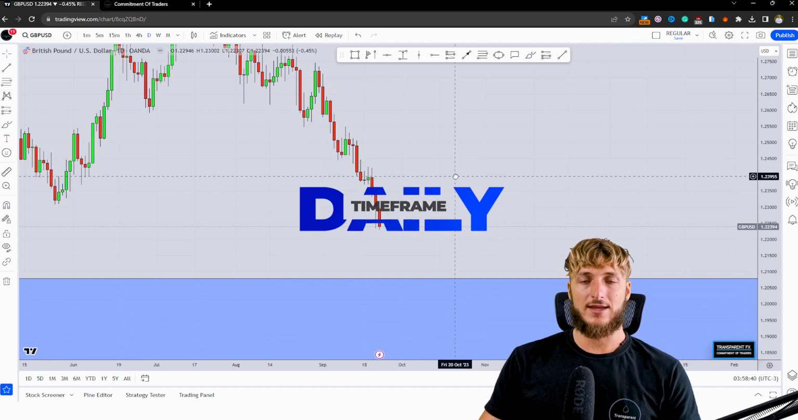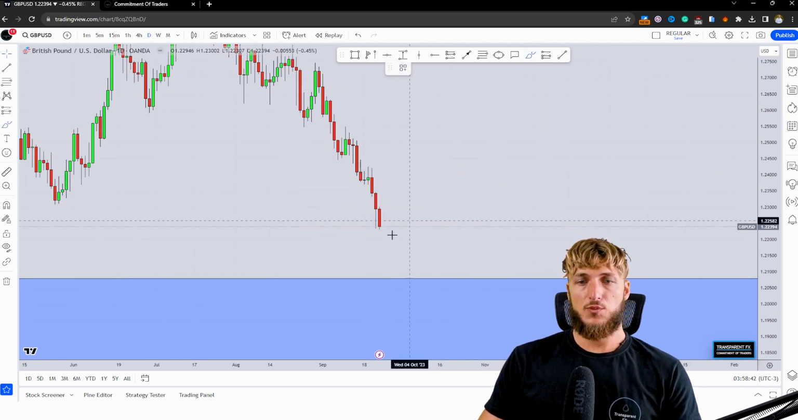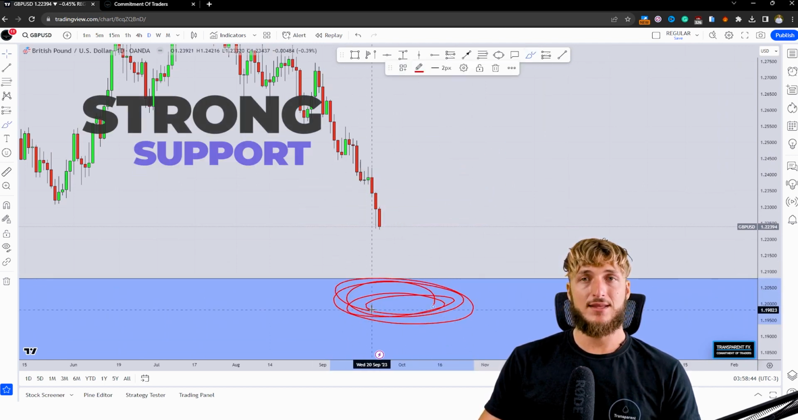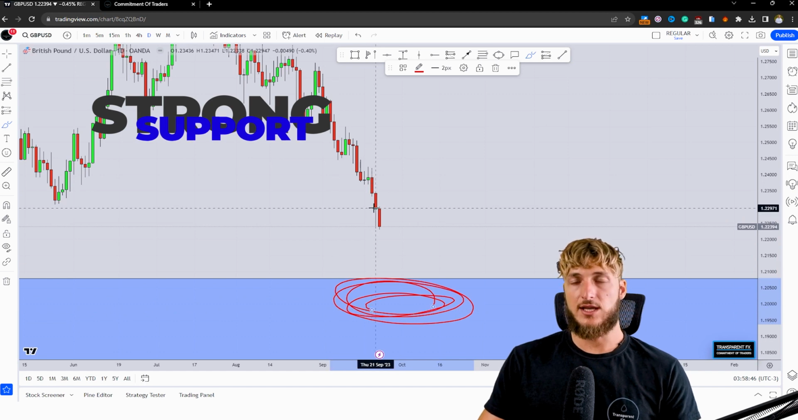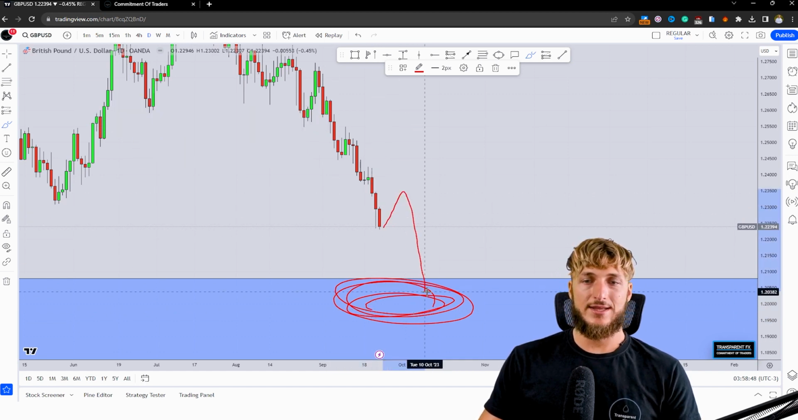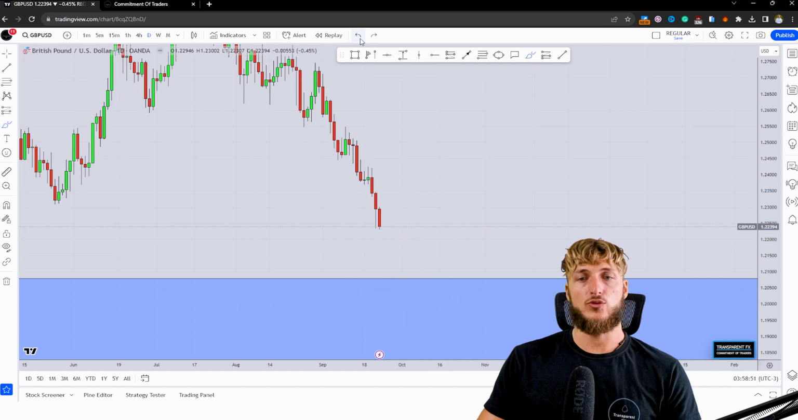And if we move back here to the technical side of the market, we can notice that this blue area, this is the monthly support that we have identified at the beginning of the video, which is an area that the market might definitely want to go and target.